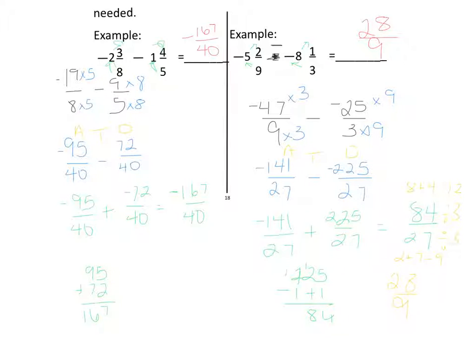Now to determine if it's going to be positive or negative, 225 over 27 is larger than 141 over 27. And 225 over 27 is positive, therefore our final answer of 28 over 9 is positive.